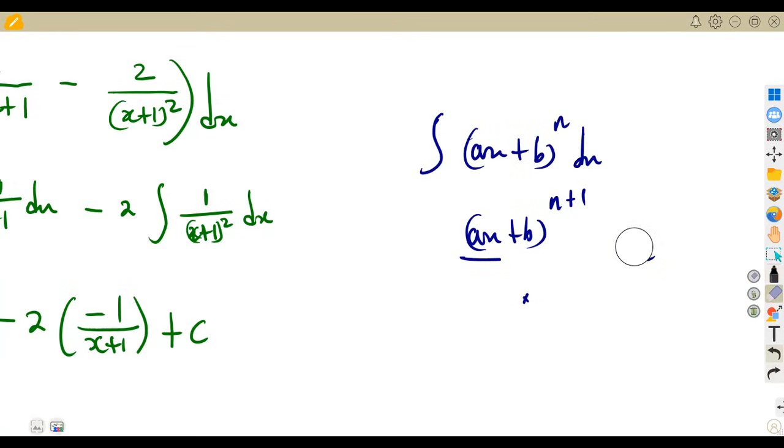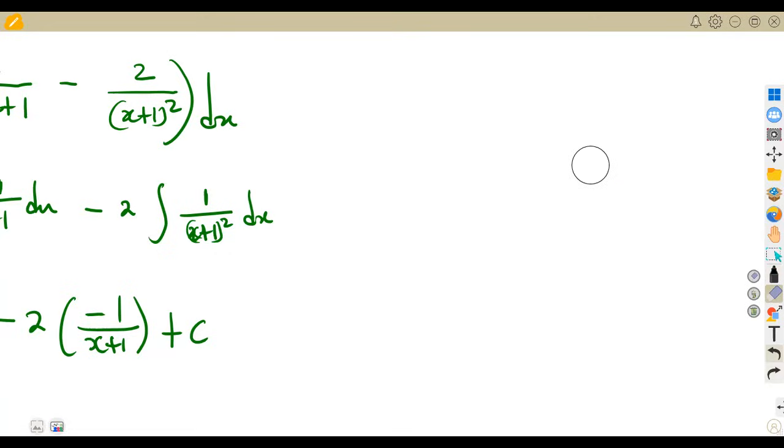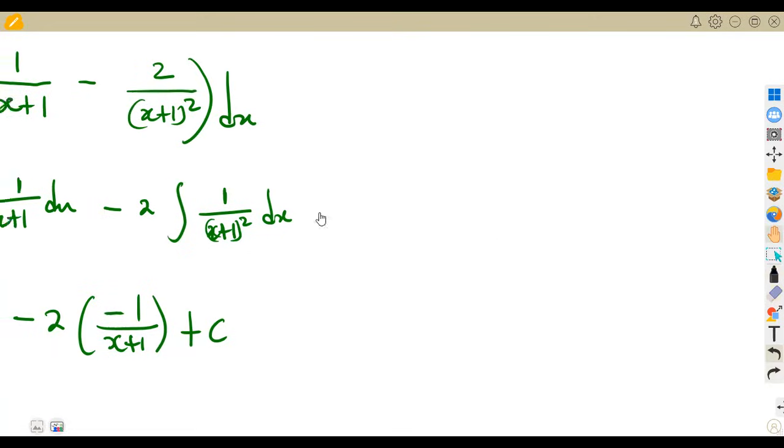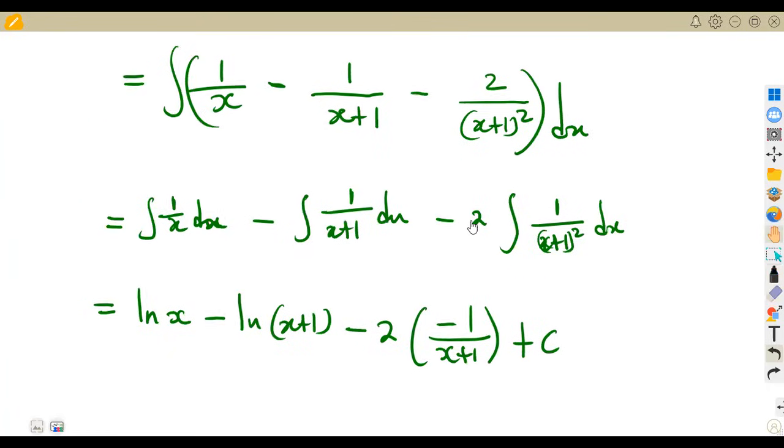Okay, so we just hope to have more questions as we move on, so that we'll be able to explain with different examples, but that is how you integrate that.